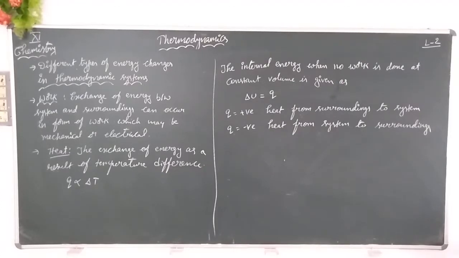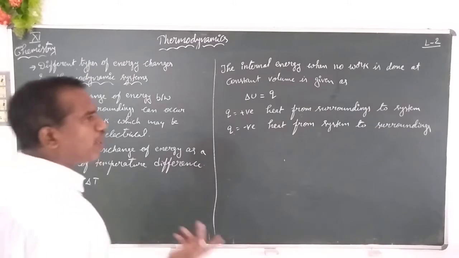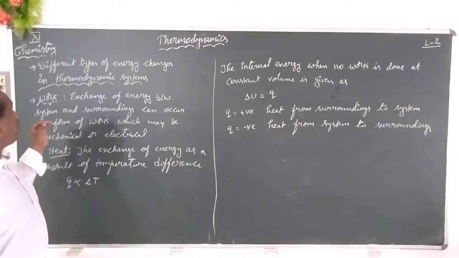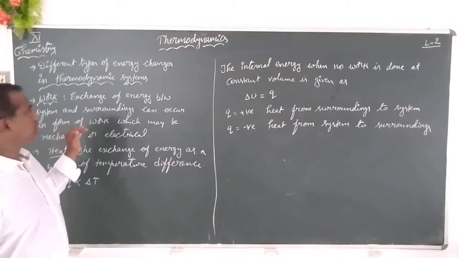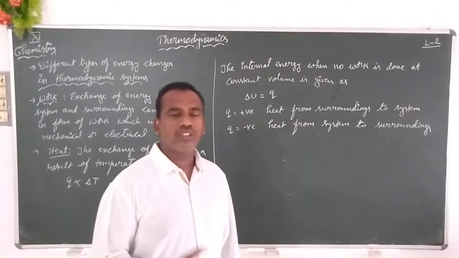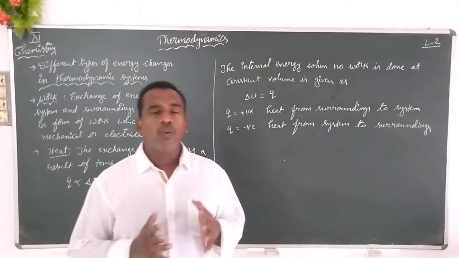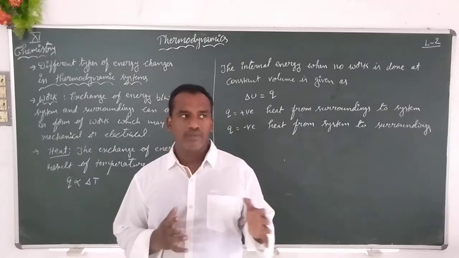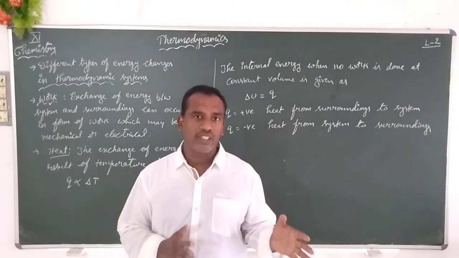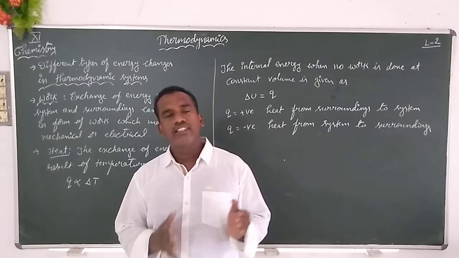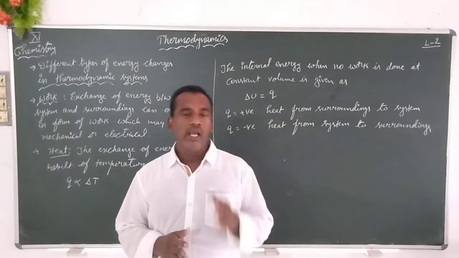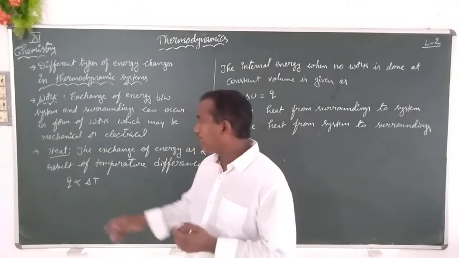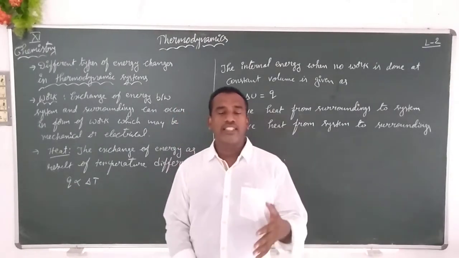See children, we had already learned about these terms, but a small type of question is given. So in order to explain the question, we are giving these terms. What do the terms mean? Different types of energy changes in thermodynamic systems. We already know the internal energy change is equal to Q plus W. What is that Q and what is the W? Q is the change in the temperature difference. The change in the temperature difference is nothing but the change of heat. The heat Q depends upon the change in temperature. Obviously, Q is directly proportional to the change in temperature.